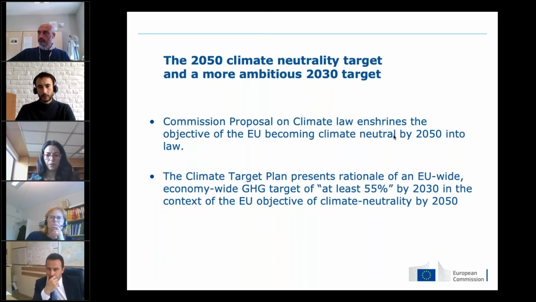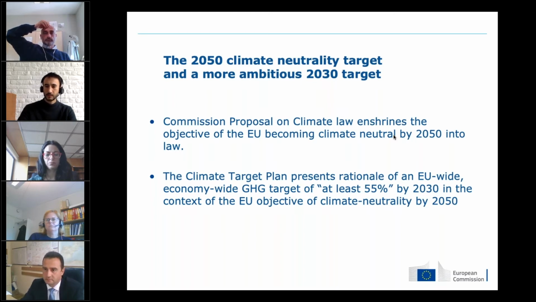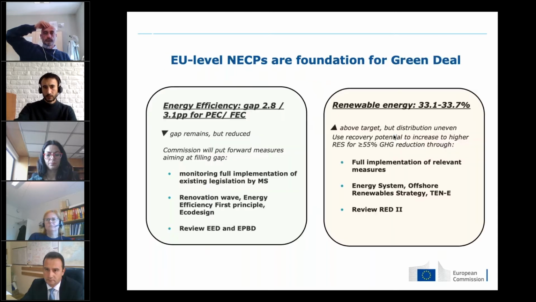So that was the 2030 framework until some days ago. But as you know, now we have a climate law which enshrines the objective of the EU being climate neutral by 2050 into law. And for that, basically, we realized that we need to have a more ambitious milestone by 2030. So this is where the climate target plan comes in, and we now have the economy-wide GHG target of at least minus 55% by 2030.